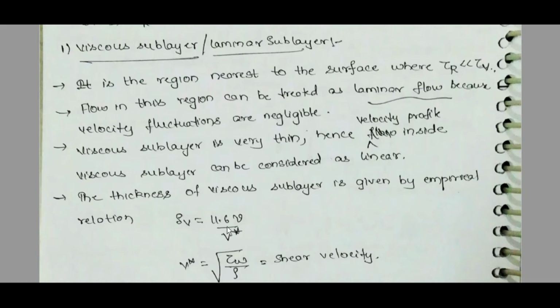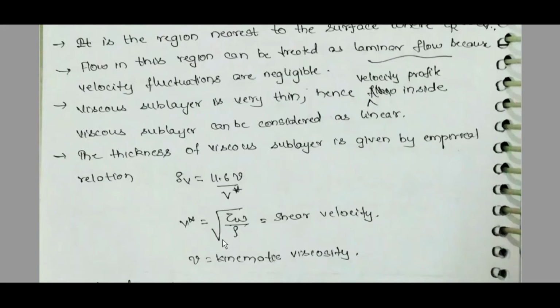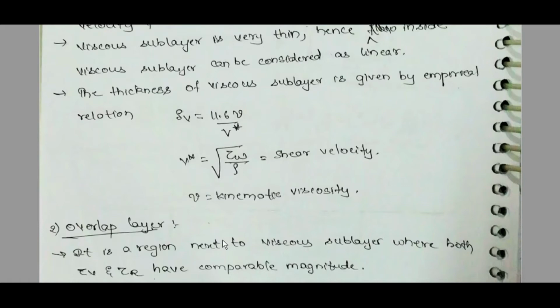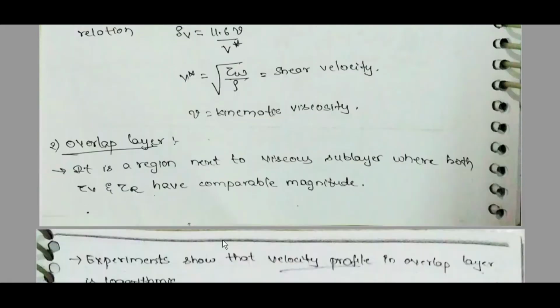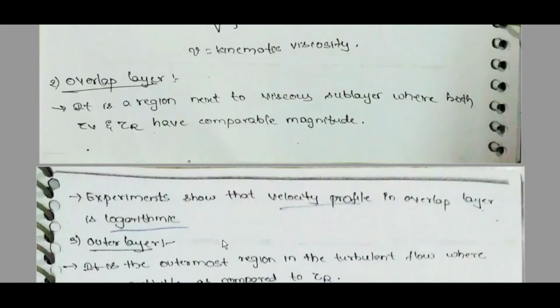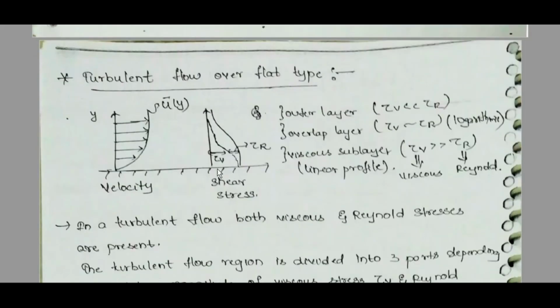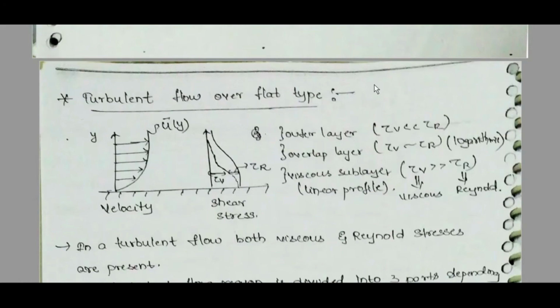The thickness of viscous sublayer is given by empirical relation delta v is equal to 11.6 nu by v star. v star is equal to root of tau w by rho, which is the shear velocity. nu is kinematic viscosity. Overlap layer is the region next to viscous sublayer where both tau v and tau r have comparable magnitude. Experiments show that velocity profile in overlap layer is logarithmic, which is here. This is logarithmic.